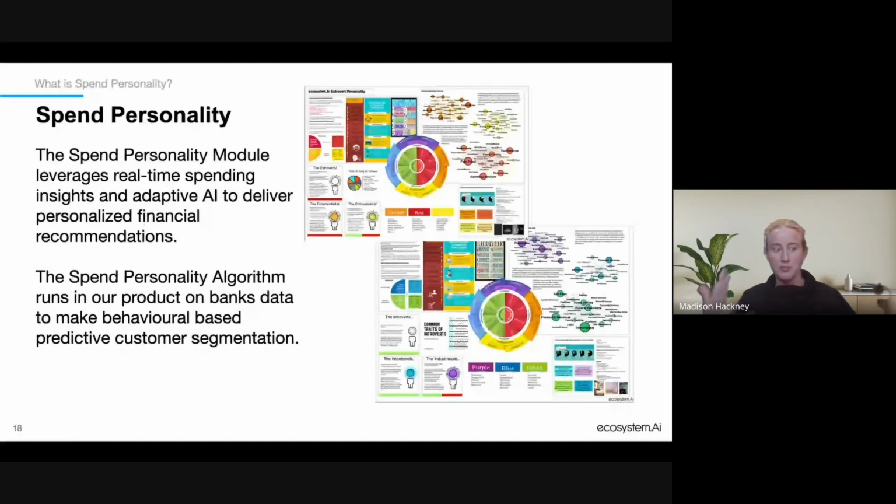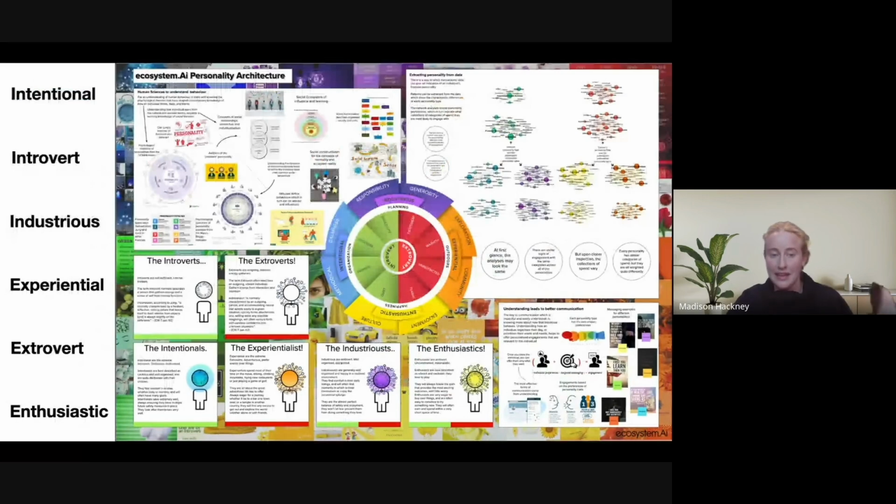So now we've spoken about spend personality, but what are the spend personalities? Well, I want to look at the key four today, the core four: intentional, industrious, experiential, and enthusiastic. Intentional spenders are generally slow to action and prefer more information. They are more likely to spend on the same number of categories in the same way for the same amount on a month-to-month basis. They spend on essentials like insurance, medical aid, and stuff for that extra layer of security.